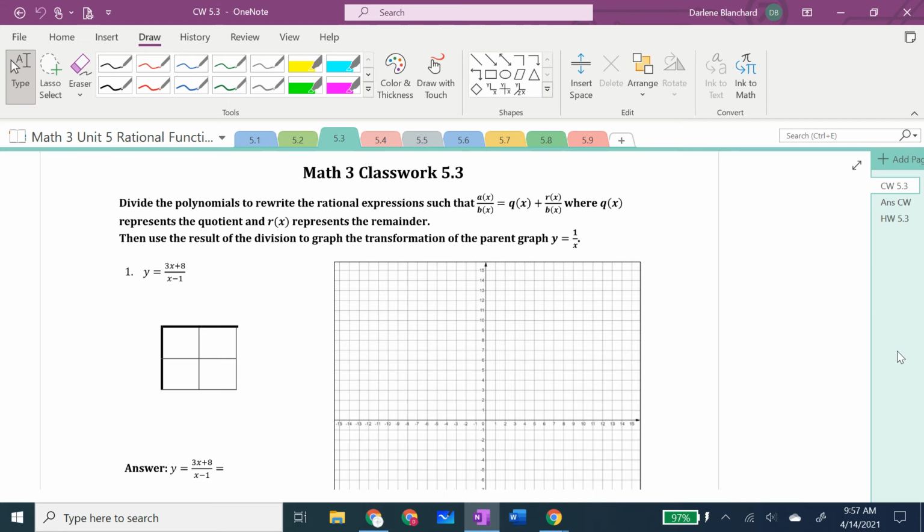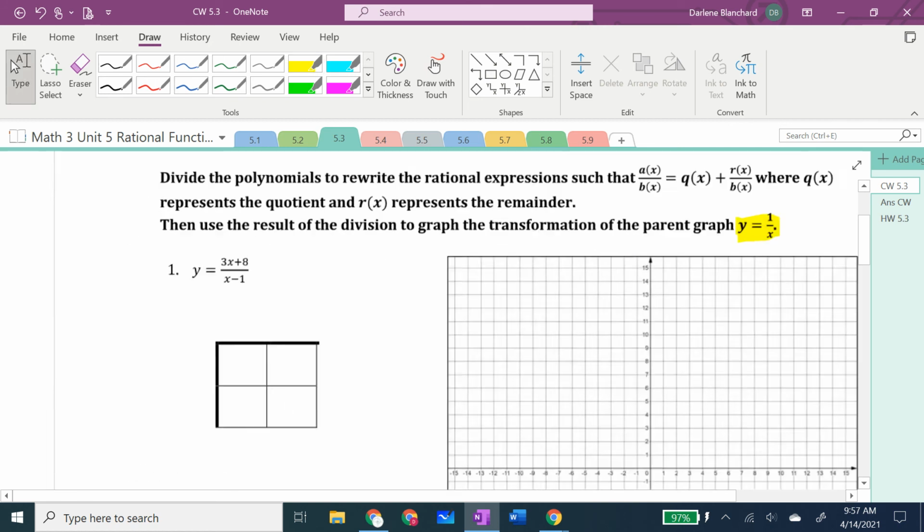Okay. This is a very important classwork. Very important. We are going to look at how we can use our knowledge of polynomial division to graph functions that are basically just a transformation of y equals 1 over x. So we're combining two things together today.